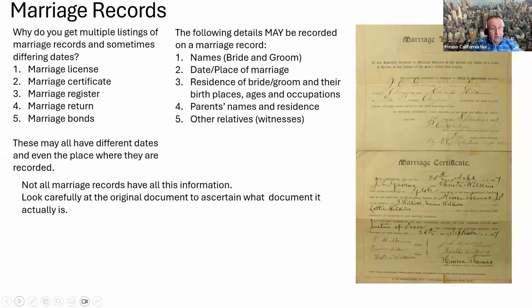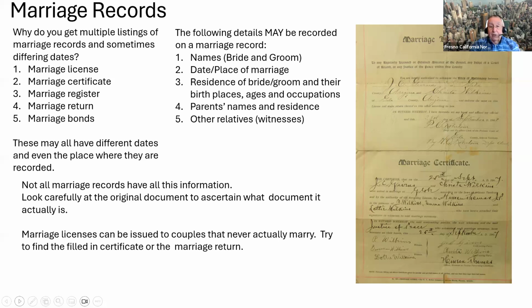And like I said, not all these marriage records are going to have all that information. You need to look at it carefully, though, to ascertain exactly what was being done through this document and what information is found on it that you can use. And realize, too, that if you're looking at licenses, just because there was a license issued does not mean that the couple married. Sometimes they fill out a license and then things change and they just don't get married. So beware of that.